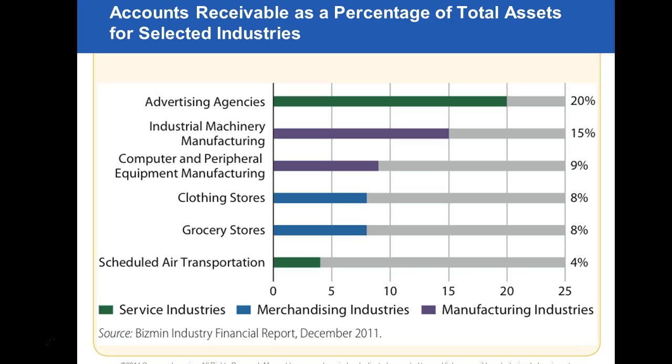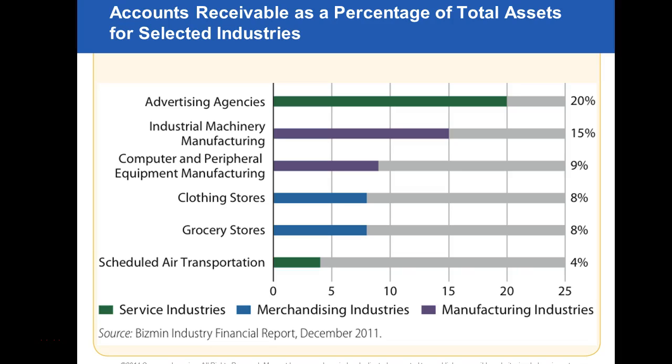long-term assets, fixed assets. Then as you look at the clothing and grocery stores, which we call merchandising companies, because they purchase goods for resale. They don't create their goods, they just purchase them and resell them. The clothing and grocery stores average about 8% of their accounts receivable tied into their total assets.